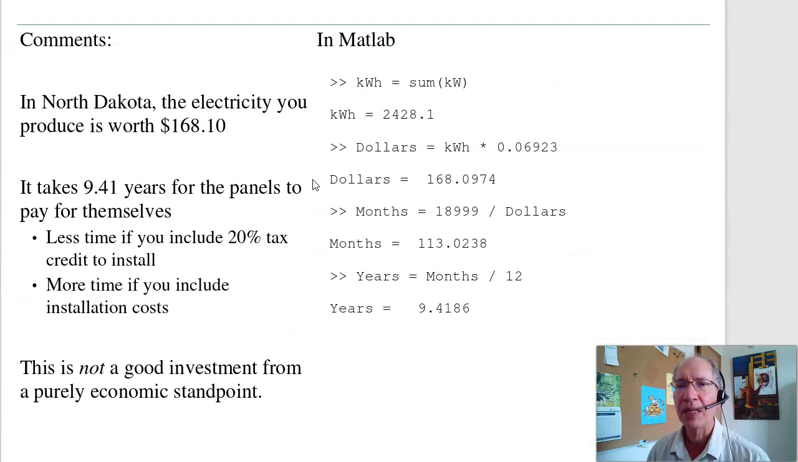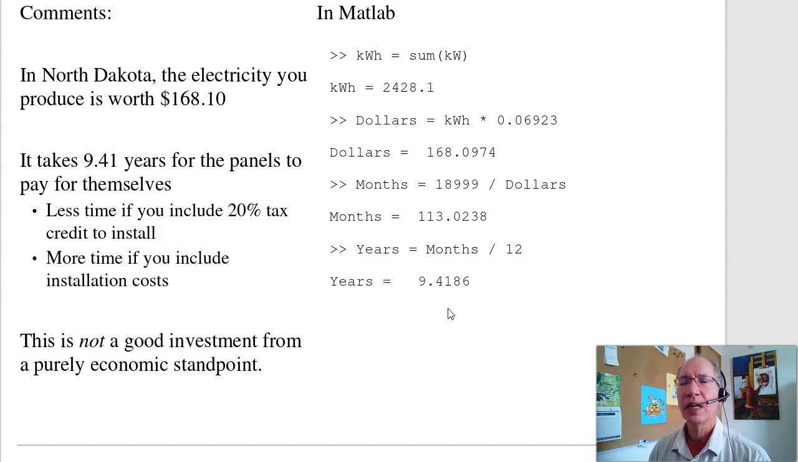In MATLAB, I can figure out what the worth of the electricity is. I've got the kilowatt hours, the sum of that. Each kilowatt hour is worth the same, 6.9 cents. So I get $168 if I live in Cass County. The number of months it takes to pay for itself is the cost of the panels divided by 168, 113 months, or 9.4 years.